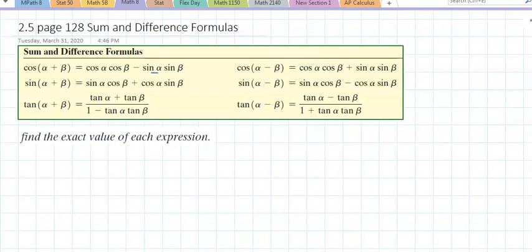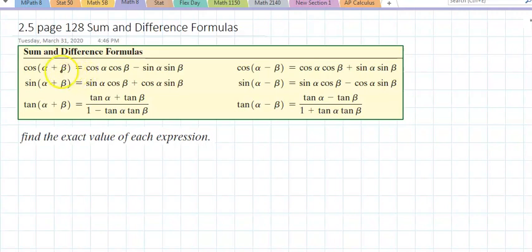2.5 is on page 128, and that starts with the sum and difference formulas. This is a long section, so you gotta bear with it. Not hard, just long. So we have the following identities. We have the sum and difference of sine, cosine, and tangent. Sine and cosine you need to remember. Tan and cotan I provide.